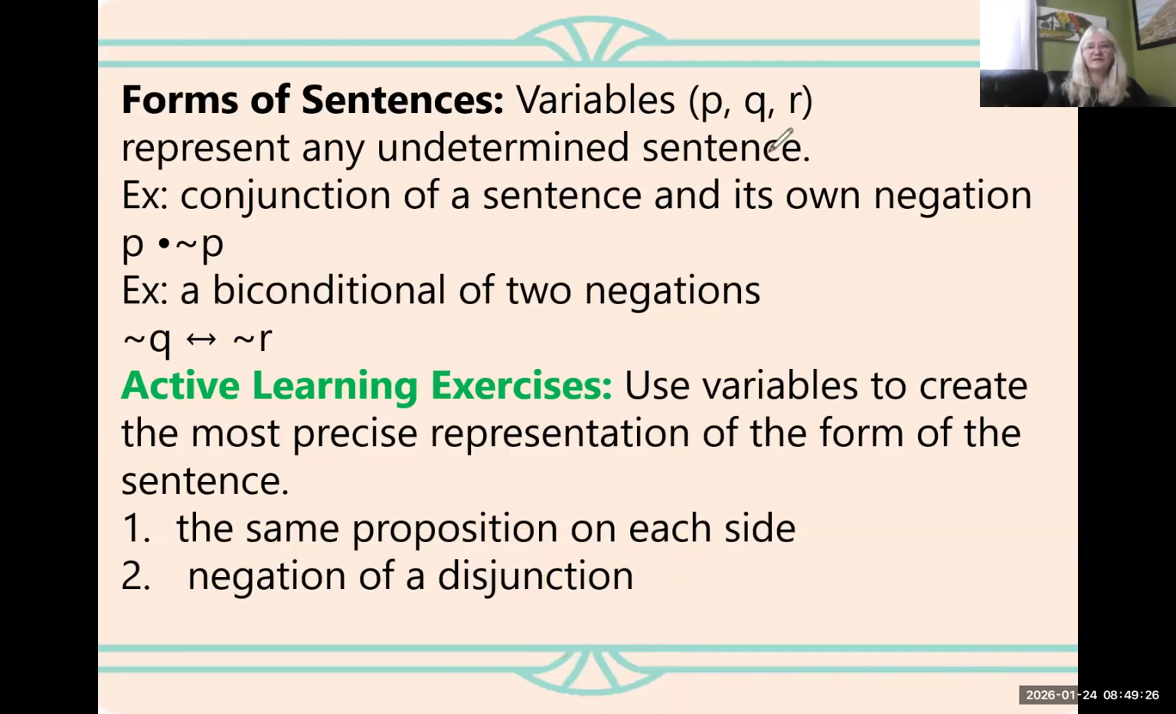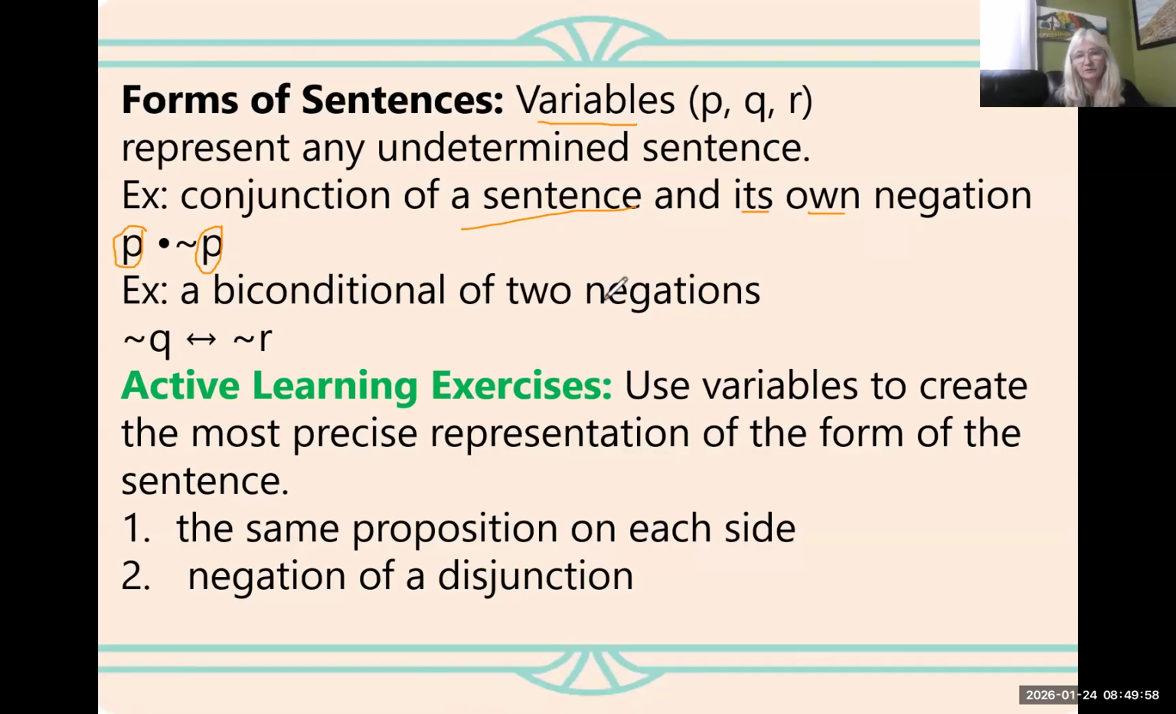So the forms of sentences, these have variables, and they represent any undetermined sentence. So for example, a conjunction of a sentence in its own negation would be P and not P. And the reason we use P twice is because it says and its own, meaning the sentence. So when it refers to itself, then we have to use the same letter when we represent it.